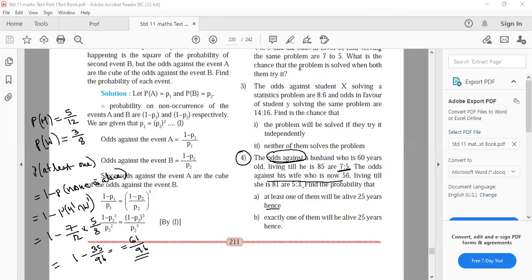Okay, now let's do the next one. Exactly one of them is alive. How to do that? Exactly one of them alive. When husband is alive, wife is not, plus wife is alive, husband is not. Another possibility, husband is not alive and wife is alive. Now can you complete it yourself? Yes, sir.